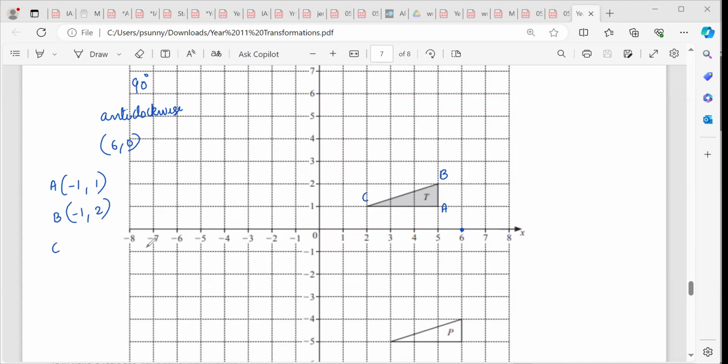To get C from the center of rotation, I need to move 1, 2, 3, 4 towards left and 1 up.